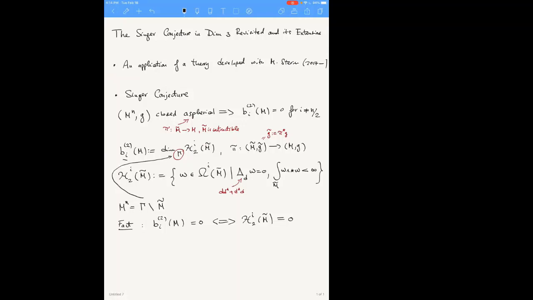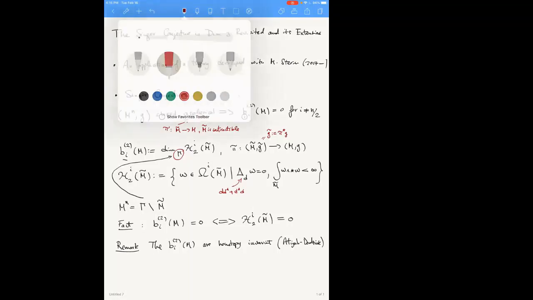Maybe before I go on, let me also remark that one can show that these objects, which in principle are defined by using a metric on the base and pulling it back, are actually homotopy invariant. So remark: the b_i^(2) of M are actually homotopy invariant. And this is due to Dodziuk and Gromov. Okay. So, the Singer conjecture: closed aspherical, you don't have L2 harmonic forms on the universal cover with the pullback metric unless you are in the middle dimension. Are there any questions?